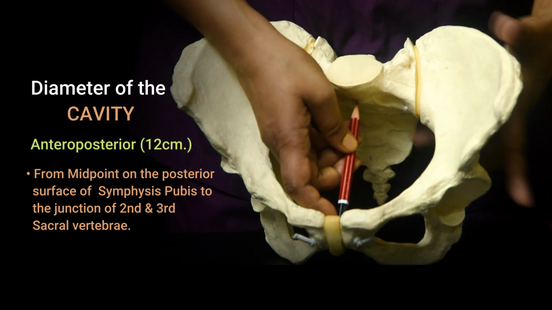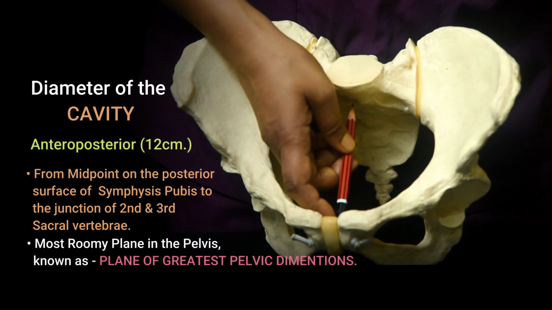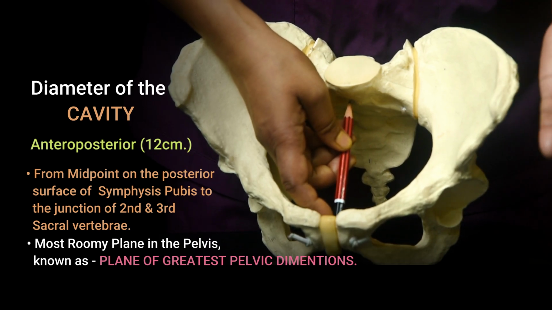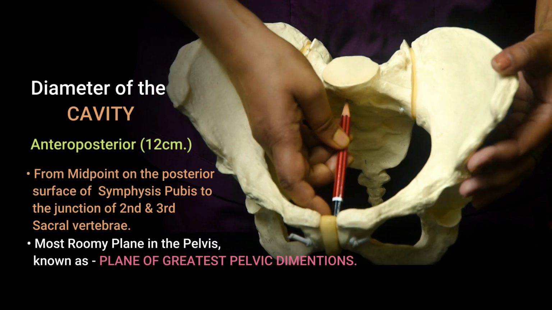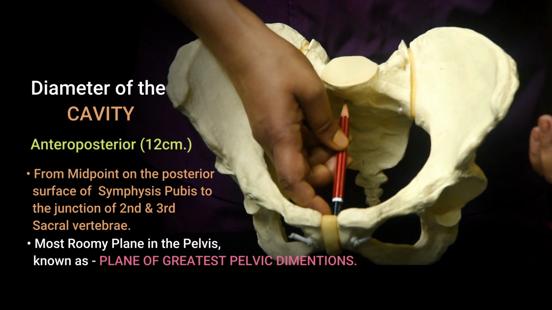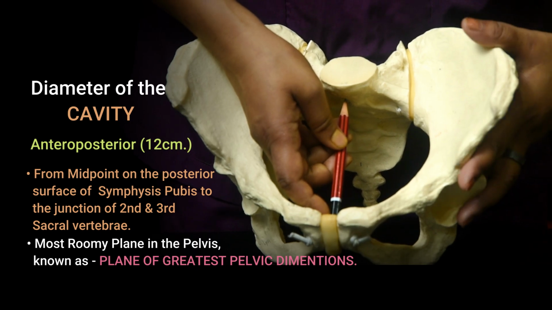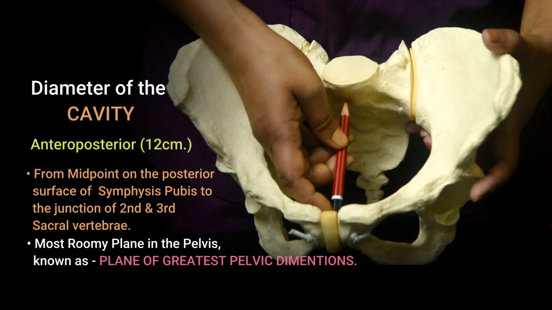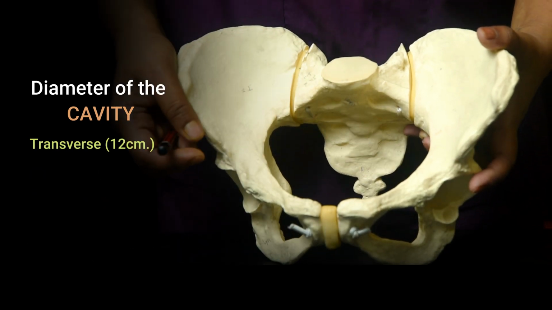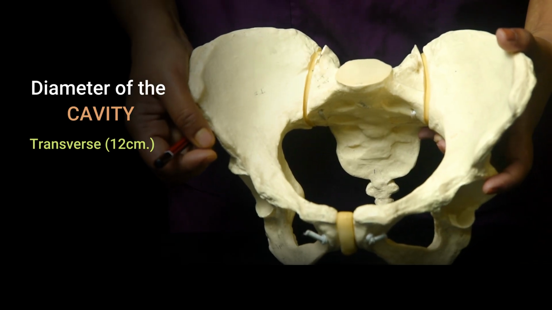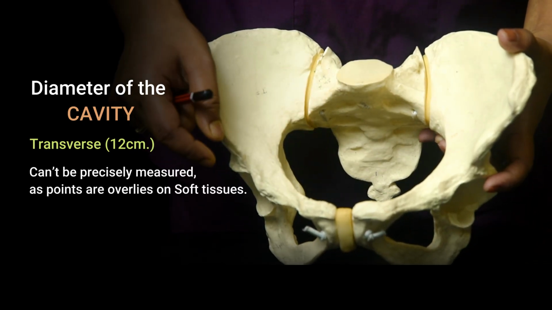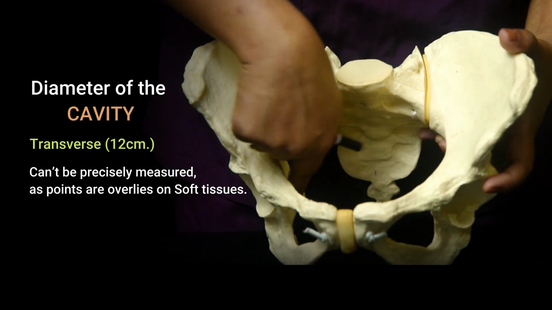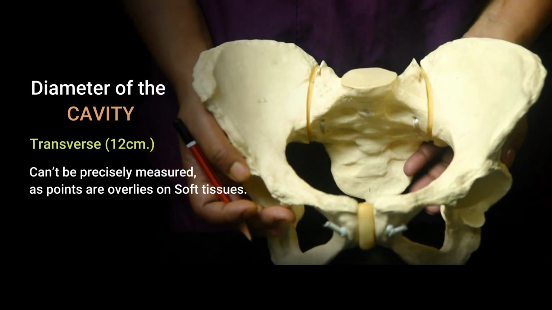Okay, and you must remember, this is the most roomy plane of the pelvis. That's why it's also known as the plane of greatest pelvic dimensions. Please, I am repeating, note that plane of greatest pelvic dimension. That is the anterior posterior diameter of the cavity, that is 12 centimeter. Now come to the transverse diameter of the pelvic cavity, which is 12 centimeter again, but it can't be precisely measured because most of the points in the transverse diameter of the cavity lie on the soft tissues.